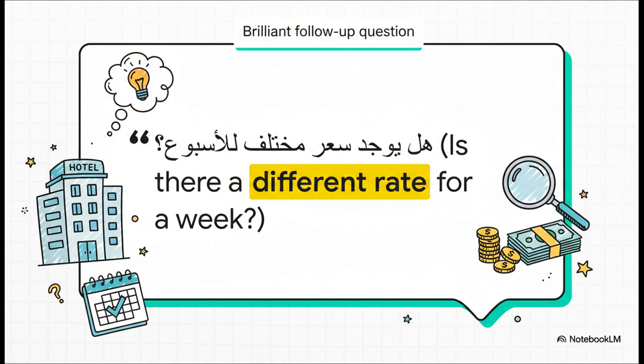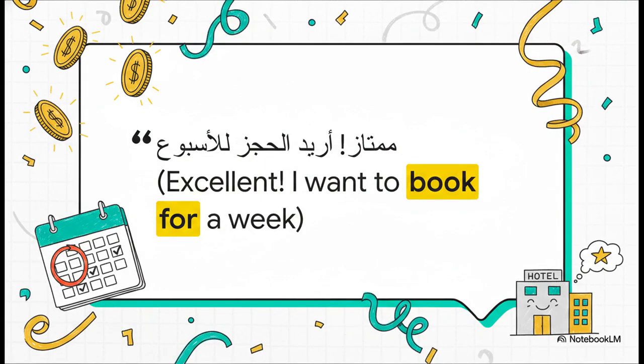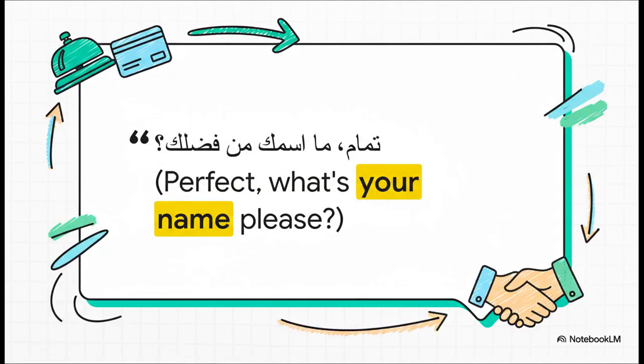It's a game changer. And would you look at that? نعم $600 للأسبوع. Yes, $600 for the week. Now that is a much better deal. The customer is thrilled, right? ممتاز! Excellent! And they lock it in. أريد الحجز للأسبوع. I want to book for the week. Smart choice. And just like that, it's pretty much a done deal. تمام ما اسمك من فضلك. Perfect. What's your name, please? See how that whole thing went down? Super smooth, from start to finish.